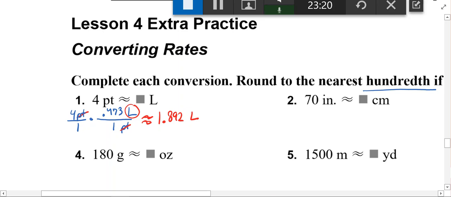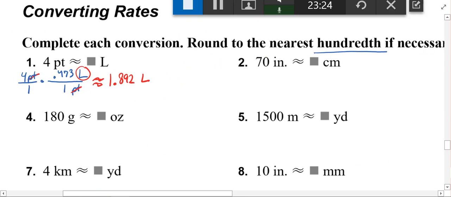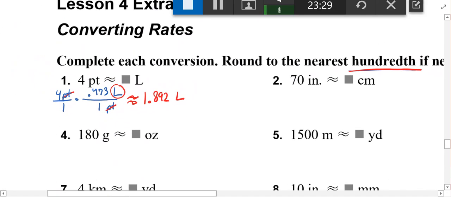Not that bad, right? Let's try number 3, way over here. Wait a minute. Round to the nearest hundredth. Did not do that. Hundredth's right here. Okay, look at the 2. The 9 is going to stay. The official answer is 1.89 liters. On your forms, you're just going to write the number. Do not label it, just put 1.89.